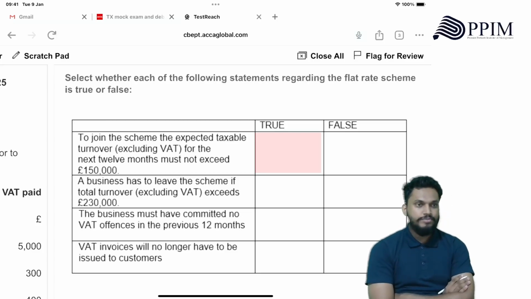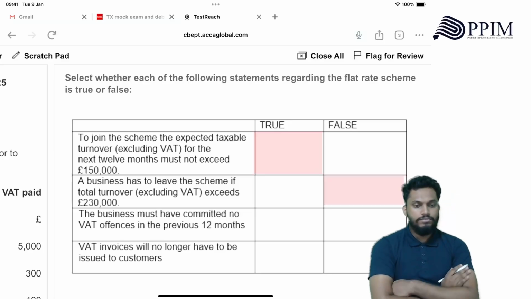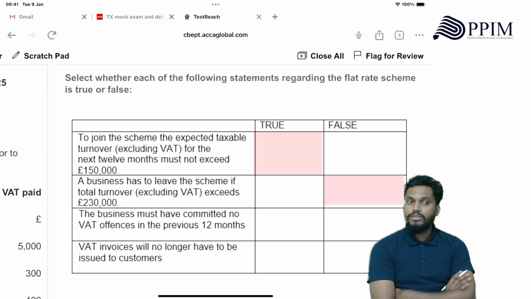Now these are the rules. Then the business has to leave the scheme if the total turnover excluding VAT exceeds 230 pounds. Correct? Only one thing is wrong there. It needs to be including VAT, not excluding. Otherwise it's correct, okay? The law is you need to go out of the scheme if your total turnover including VAT is 230,000. No, they can't go for the flat rate scheme, because the flat rate scheme is going to be a lower amount than the usual rate. You got it? They're going to go for a percentage.